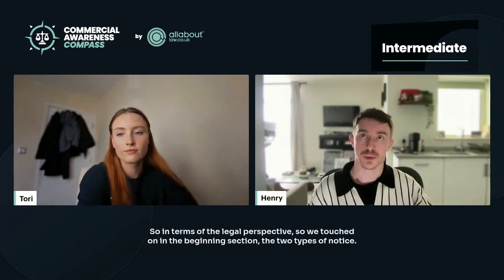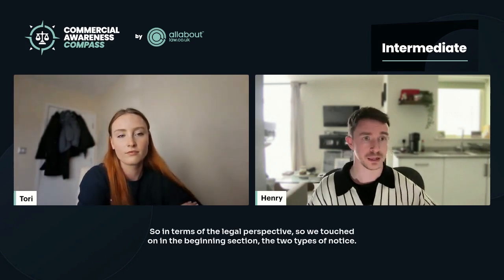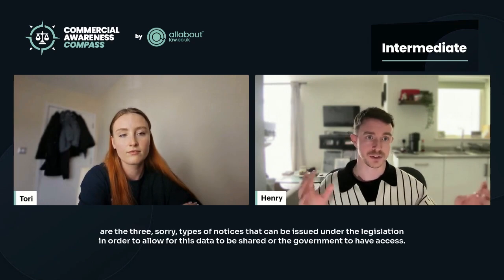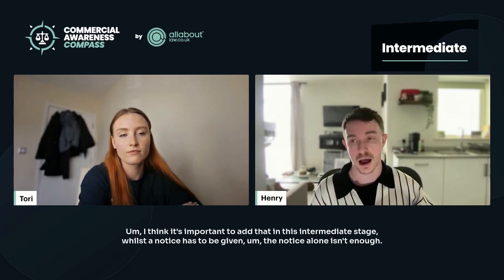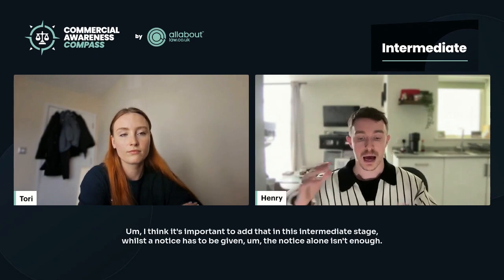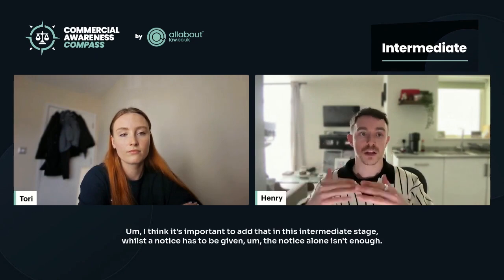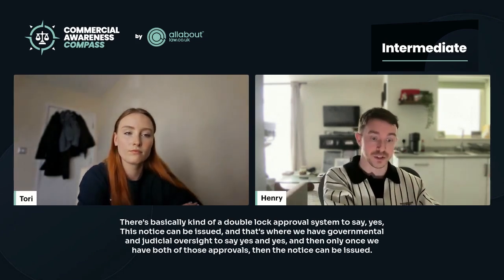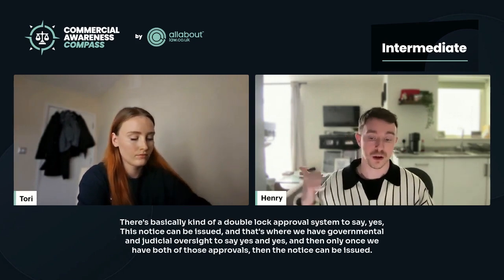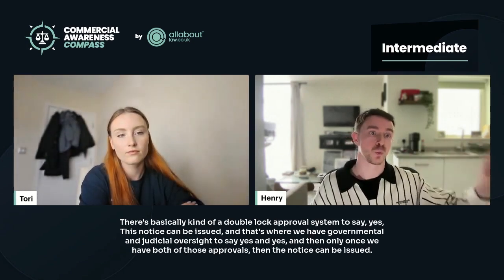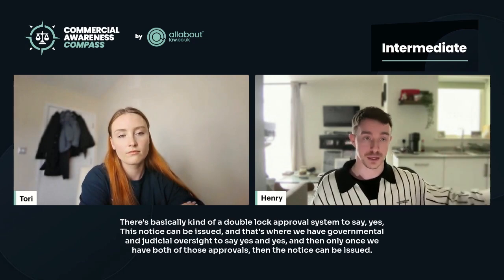So in terms of the legal perspective, we touched on in the beginning section the three types of notices that can be issued under the legislation in order to allow for this data to be shared or the government to have access. I think it's important to add that in this intermediate stage, whilst a notice has to be given, the notice alone isn't enough. There's basically a double lock approval system to say, yes, this notice can be issued. And that's where we have governmental and judicial oversight to say yes and yes. And then only once we have both of those approvals, then the notice can be issued.